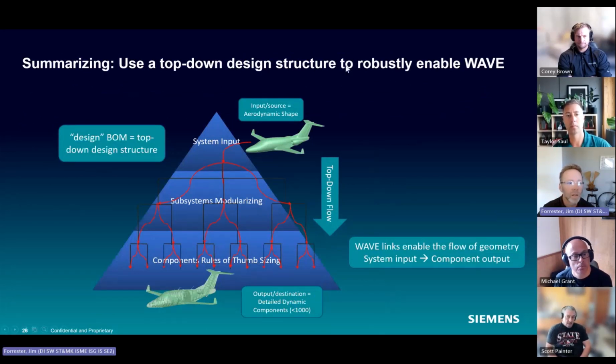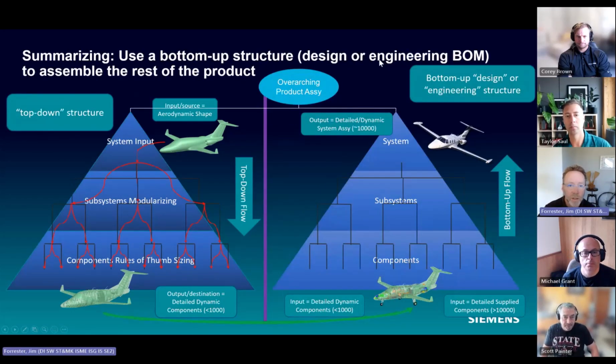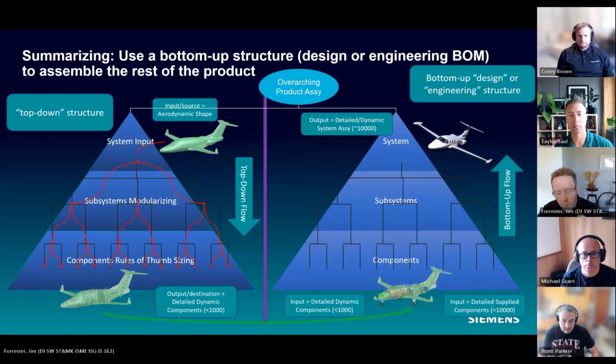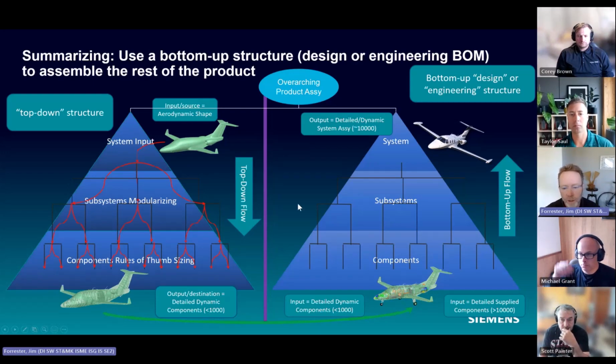Summarizing, use a top-down design structure to robustly enable Wave. Use a bottoms-up structure, design or engineering BOM to assemble the rest of the components, and marry these two using an overarching product assembly as kind of a one-stop shopping thing. It really has a multiplicative effect on engineering productivity and risk reduction. Okay, so that's kind of the methods part of it.